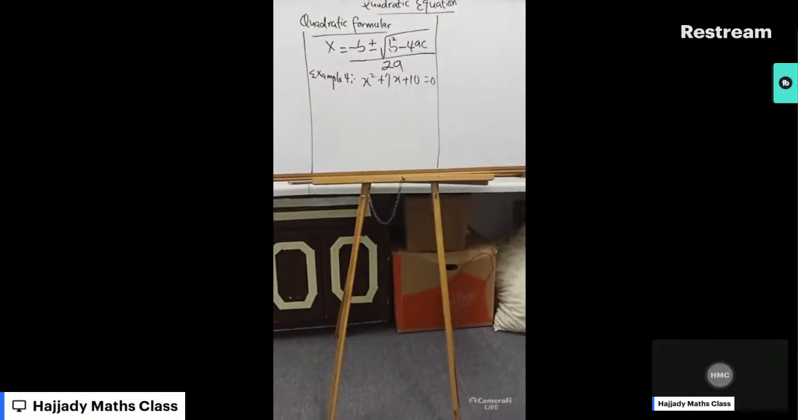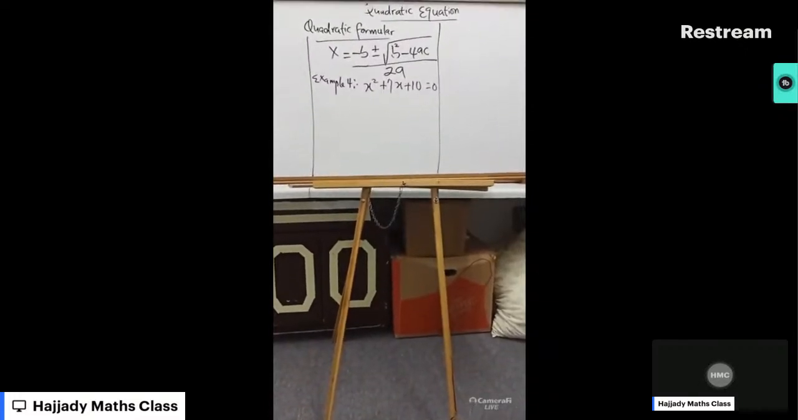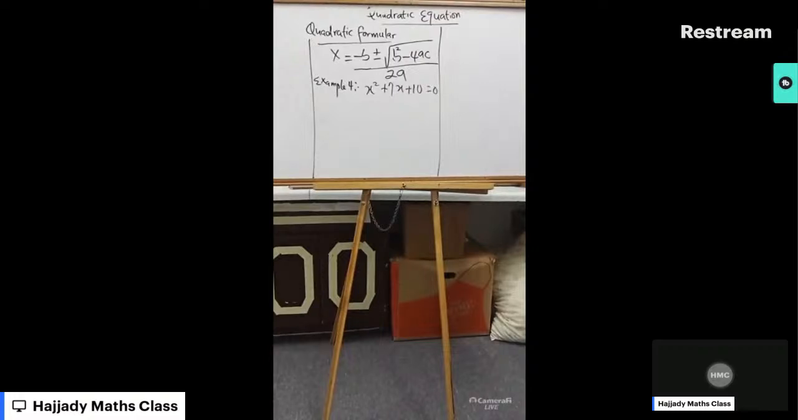So I'm having x squared plus 7x plus 10 equals 0. So I'm using the quadratic formula approach. So the first thing you do, what is the coefficient of x squared? The coefficient of x squared is 1. But in mathematics, we can decide not to write the 1. So you know that any number that is with this should be 1.